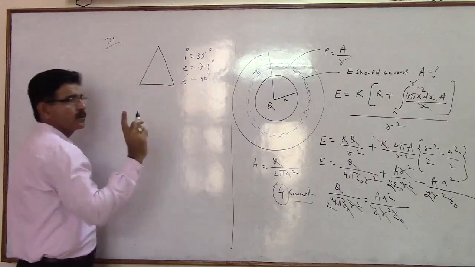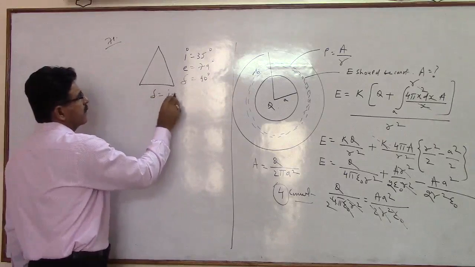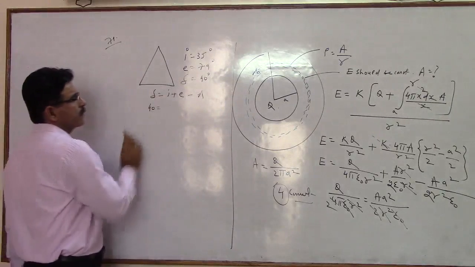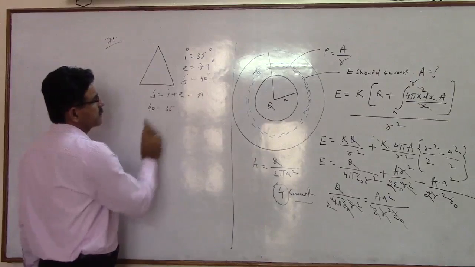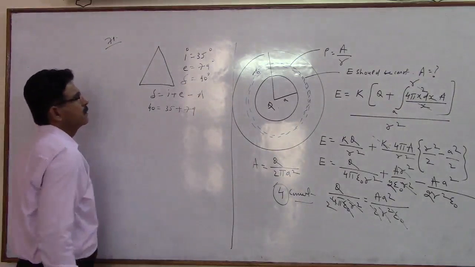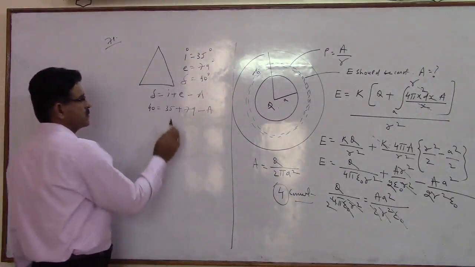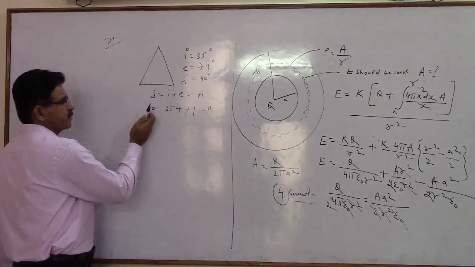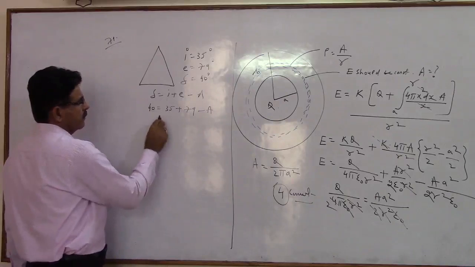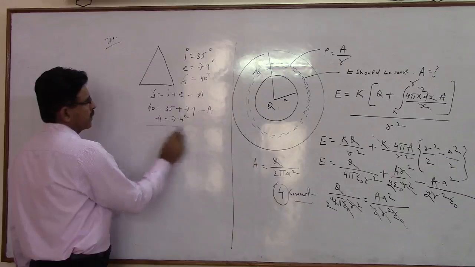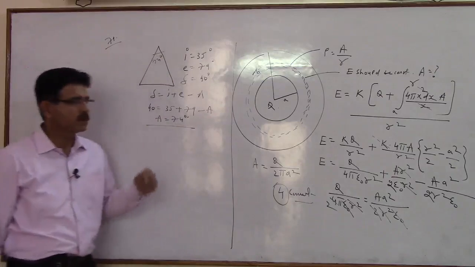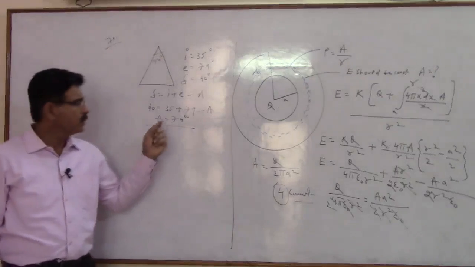So straight away we know that delta is equal to i plus e minus A. So if I put the values here, 40 is equal to i is 35 plus e is 79 minus A. So if we solve this, A will be equal to 74 degree. So we know that this angle is 74 degree. This doesn't look to be 74, but you have to take the numerical value for it.